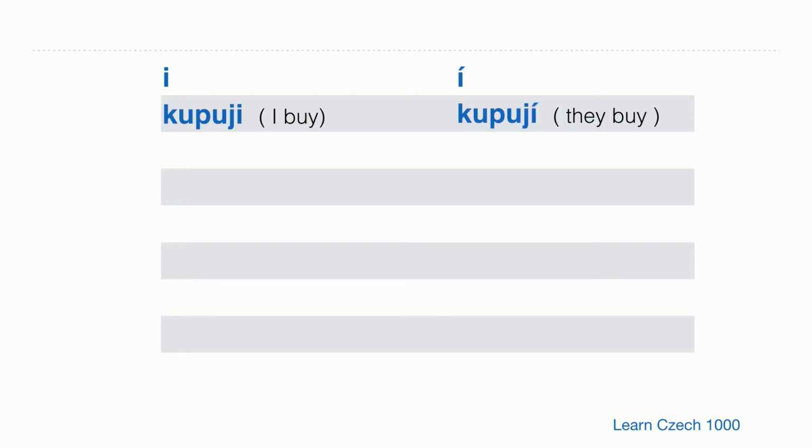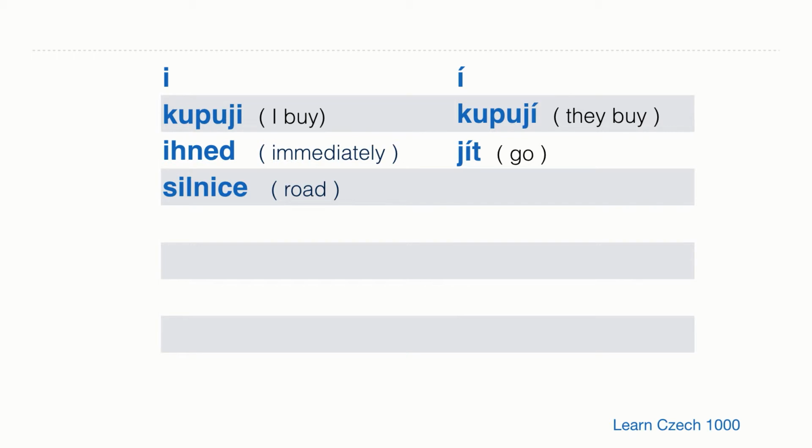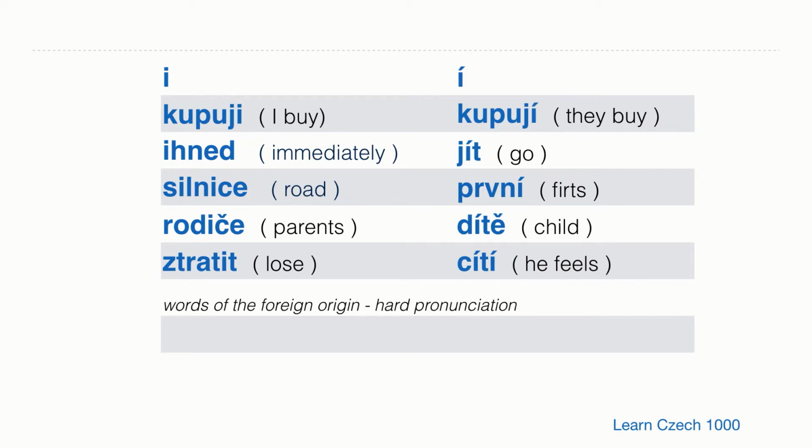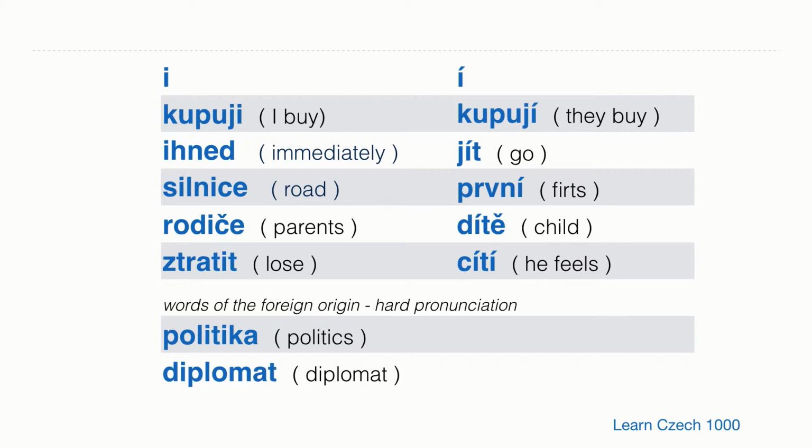Kupuji, kupují. Ihned, jít. Silnice, první. Rodiče, dítě. Ztratit, cítí. The rule of softening is not valid for the words of foreign origin. Politika, diplomat. So you don't read ťi or ďi in politika or diplomat.